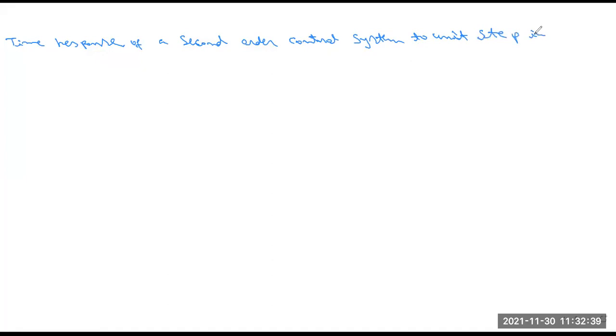Next, we have to go to another part: time response of a second order control system to unit step input functions. Okay.